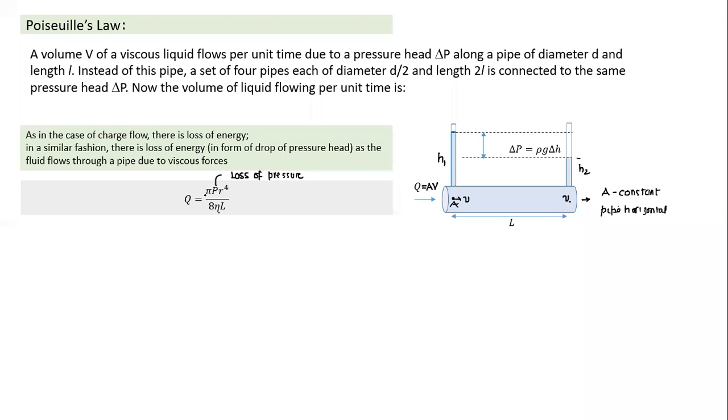I'll repeat all these points again. What is Q here? Flow rate. Flow rate is equal to nothing but A into V. What is the unit of flow rate? Meter cube per second in SI unit.